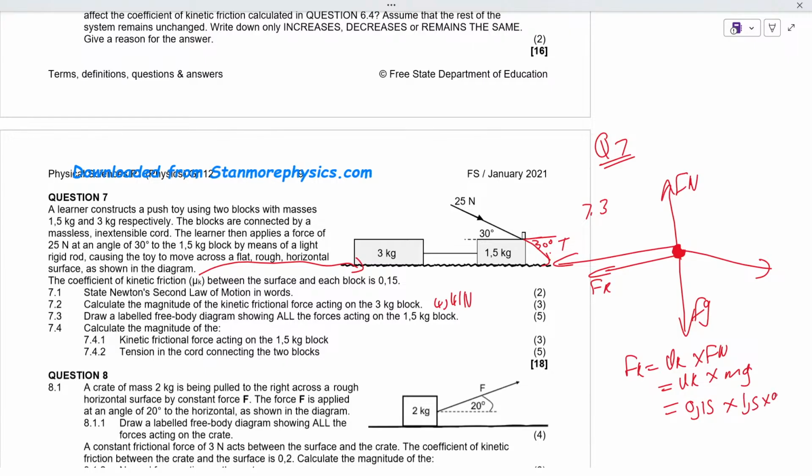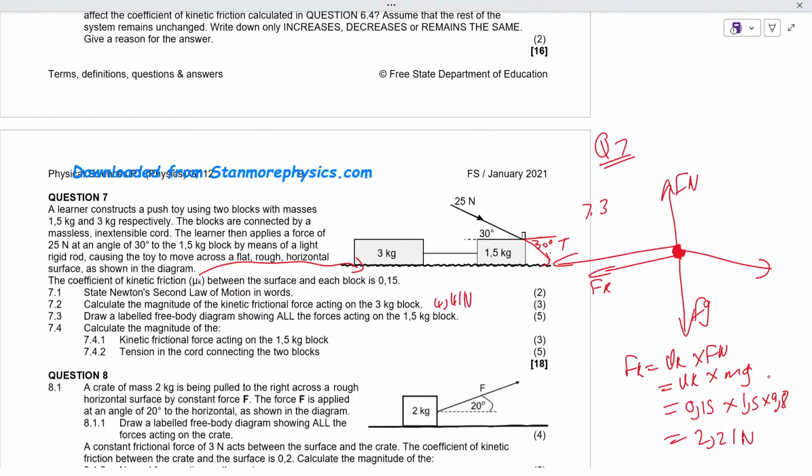1.5 times 9.8. Then how much do you get? I got 2.21 Newton. 2.21. Okay. At first, when they say calculate the kinetic frictional force, I could be going the wrong way.